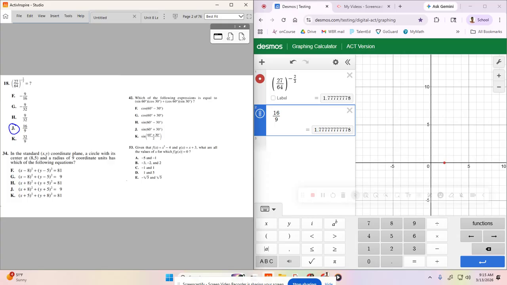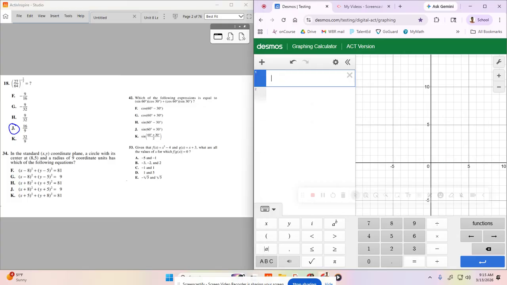34. In standard XY coordinate plane, a circle has its center at 8, 5, and a radius of 9. Which equation is that? So I'm just going to try one answer choice at a time. X minus 8, close that parenthesis, square it, minus, nope, plus, open a parenthesis, y minus 5, close it, square it, and that should be equal to 81.